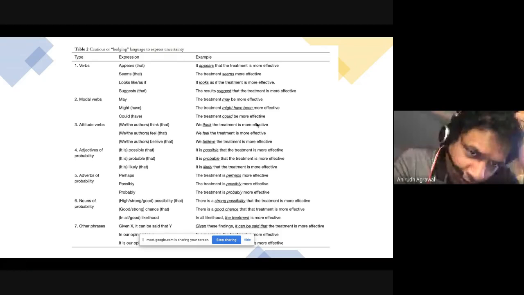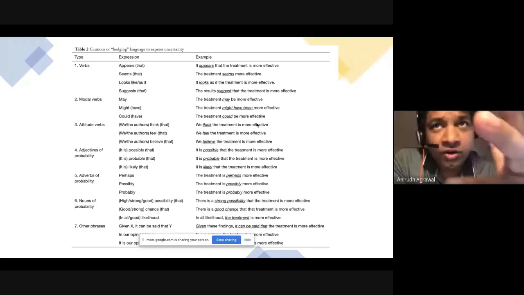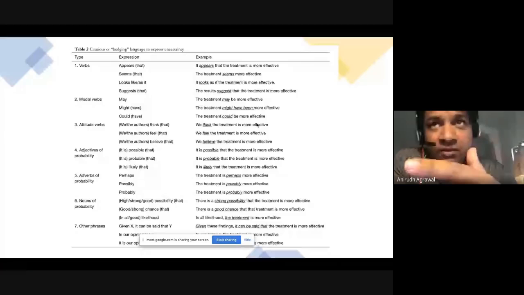So if you look at the adjectives of probability: it is possible that the treatment is, so it is possible. It is possible is not 100% certainty, it is not uncertainty, but it's more than 50% certainty. So a very humble kind of way of writing it. We the authors think that XYZ has more effect on ABC than previously done studies.